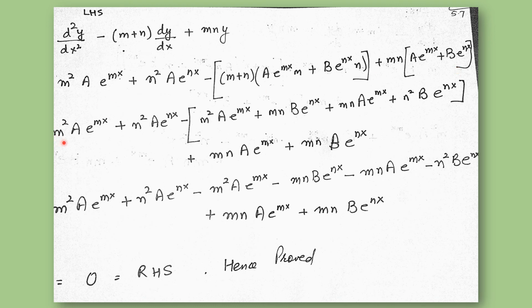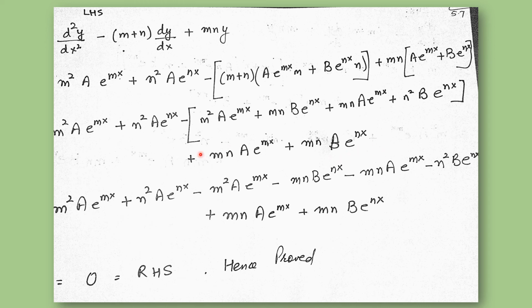Normal question. What will you do is m square a e power mx plus n square b e power nx minus, big bracket starts. First multiply m by this term. You will get m square, because this is m multiplied by m, m square a e power mx, plus again multiply m by this term, you will get mn b e power nx, plus. Now multiply n by this term, you will get mn a e power mx, plus multiply n by this term, you will get n square b e power nx. Okay. Now please open this bracket also. You will get mn a e power mx plus mn b e power nx.